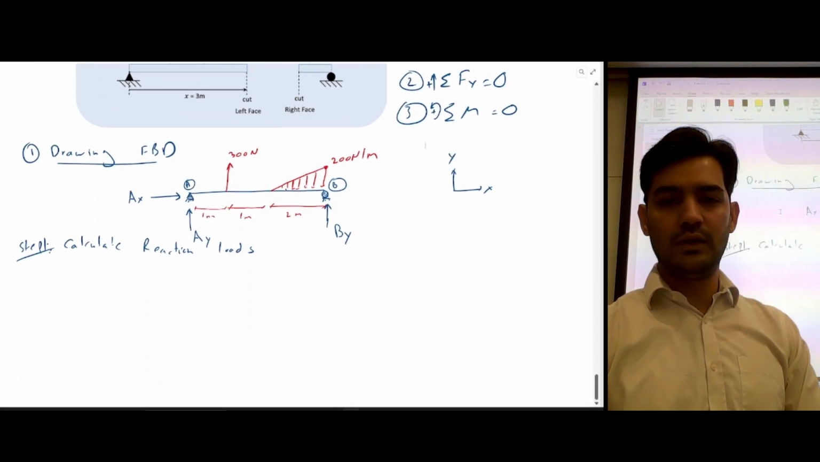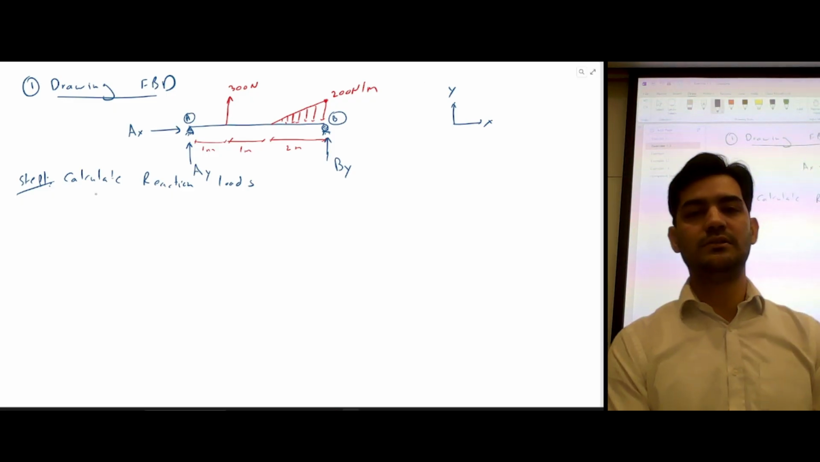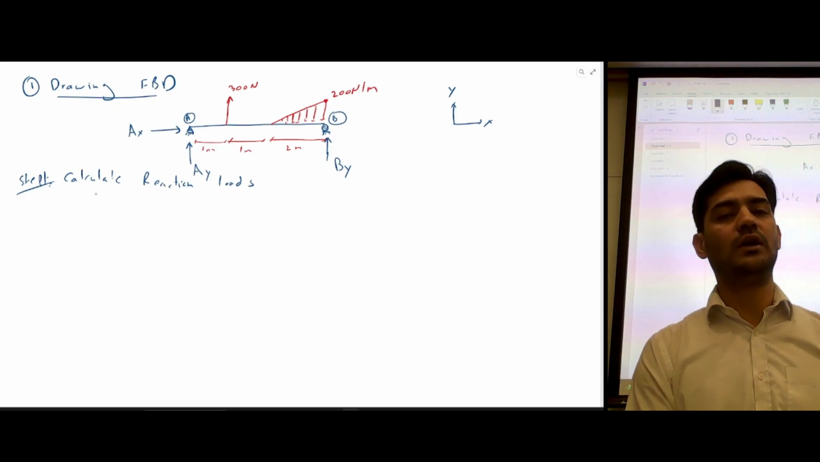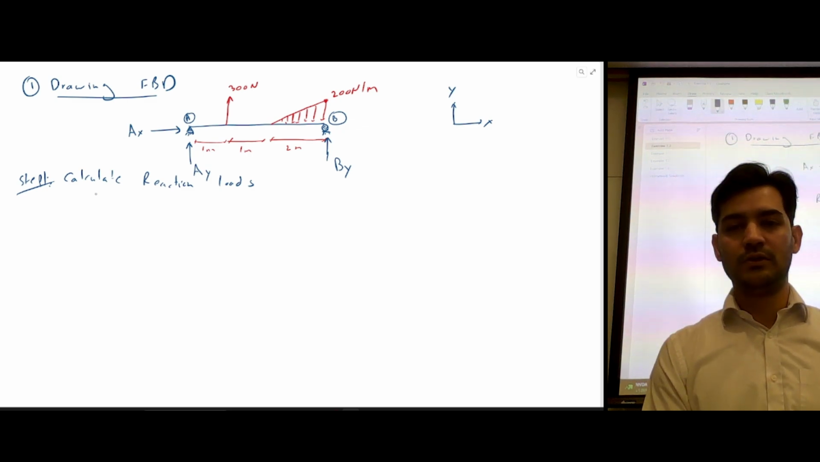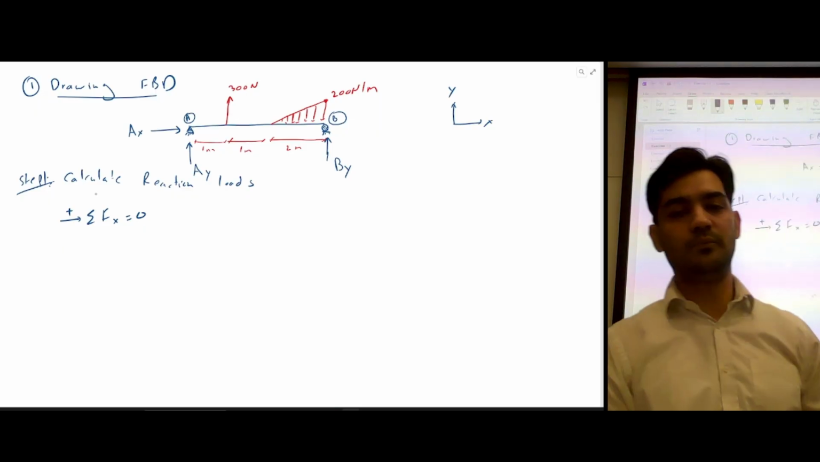So now what we can do is start using those equilibrium equations and try to calculate what the reaction loads are. So the first equation I'm going to use is summation of forces acting horizontally is 0 because the beam is in equilibrium, and all the forces acting in this direction are going to be positive.